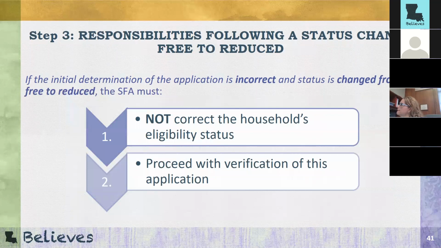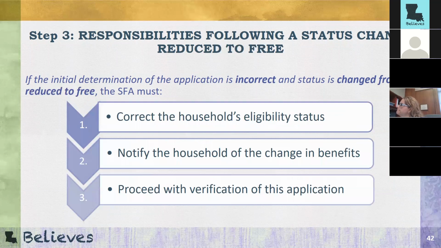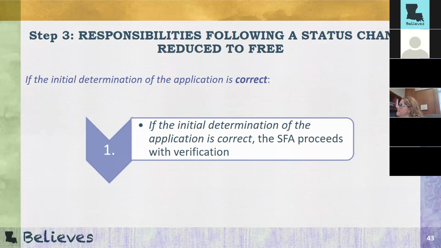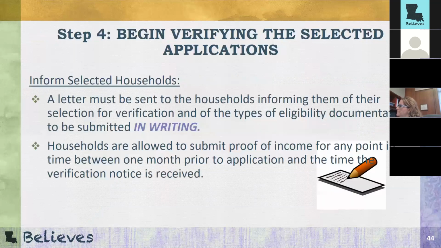If the initial determination of the application is incorrect and the status is changed from free to reduced, the SFA must not correct the household's eligibility status and proceed with the verification of this application. If the initial determination of the application is incorrect and the status is changed from reduced to free, the SFA must correct the household's eligibility status, notify the household of the change in benefits, and proceed with verification of this application. If the initial determination of the application is correct, the SFA proceeds with verification.